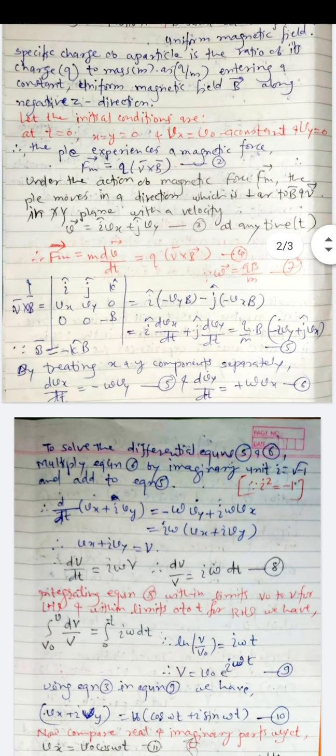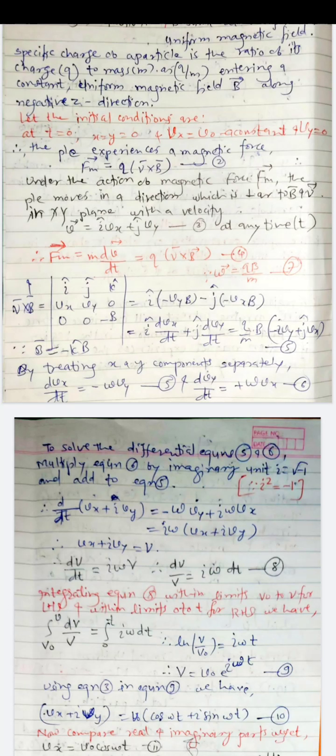Now, while writing this equation, B bar equal to minus k cap B, as you know well, when we represent any vector with its unit vector, there is a removal of vector sign on itself, and therefore B bar can be written as minus k cap B.